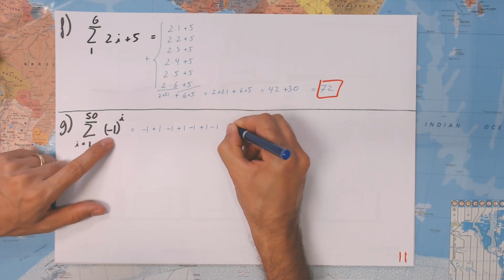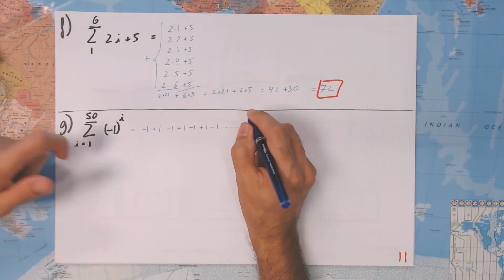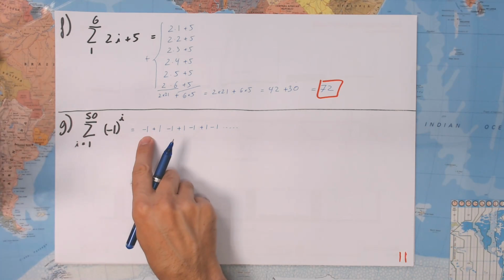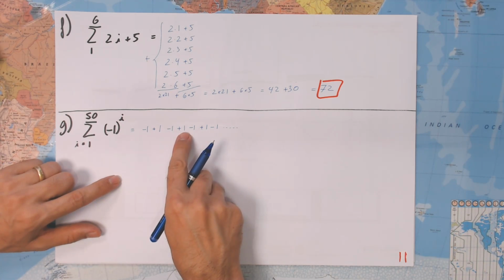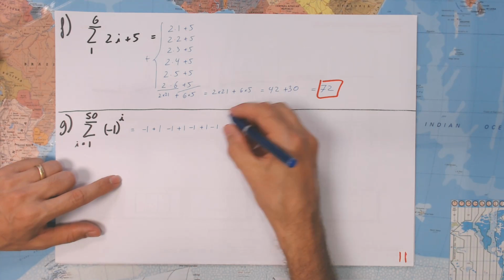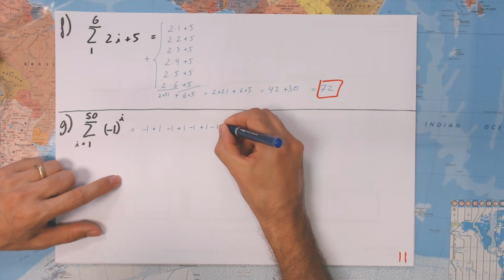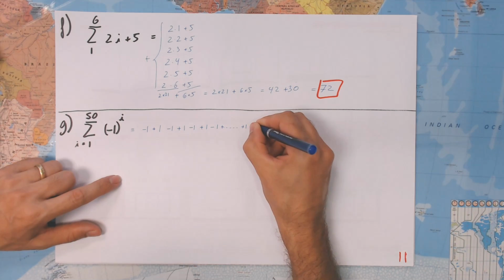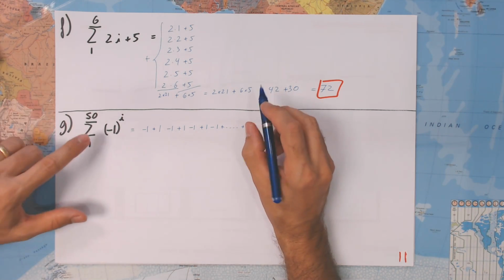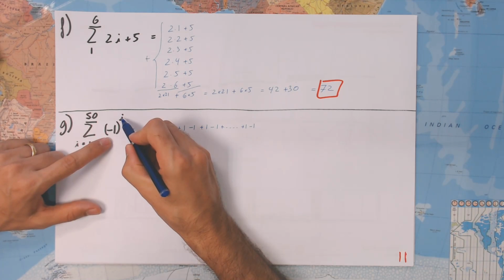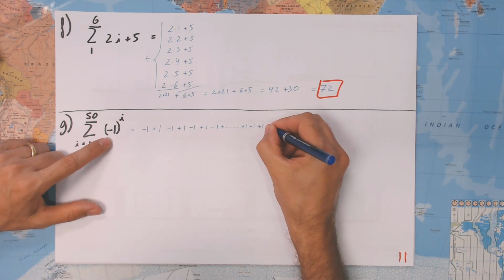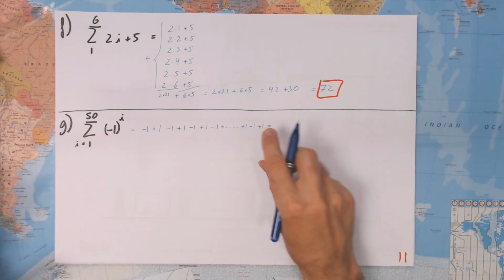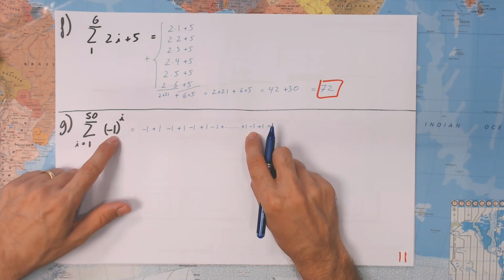Minus 1 plus 1. All the way, and we're going to have 50 of those. 1, 2, 3, 4, 5, 6, 7, okay, and so on. And then suddenly plus 1, negative. Oh, the last one is going to be what? To the power of 50. It is going to be a plus 1, right? Okay. We can't just put minus 1 because the last one is a positive.